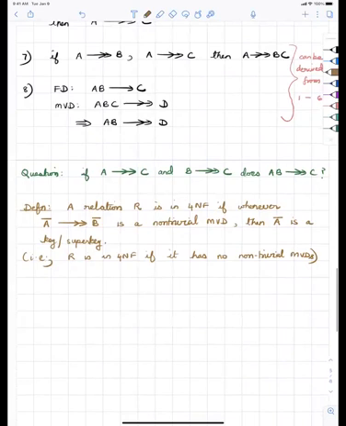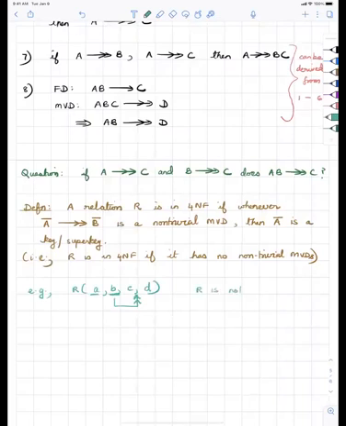So for example, if you have a table R with 4 attributes A, B, C, and D, and let's say the key is A, B, but we also have a multi-value dependency, say B multi-value determines C, then R is not in fourth normal form. So the point is that you have to divide this table into fourth normal form tables.